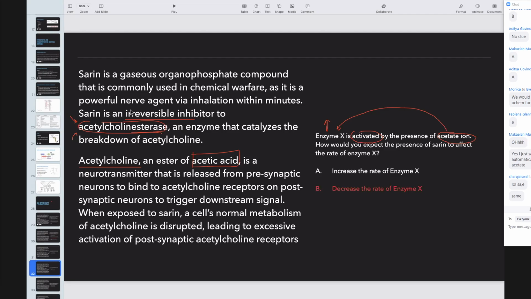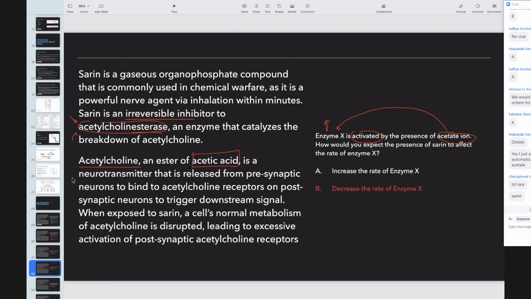I mean, I guess actually, I think I know what you're asking. If you saw that it was an inhibitor, that would have been a valid reason, but you can't necessarily make that jump just because it's an inhibitor. You just have to know that if the acetate is increasing enzyme X and the inhibitor is decreasing the amount of acetate ion, you can make that jump. So just because you see inhibitor doesn't mean it's going to decrease the rates of everything.